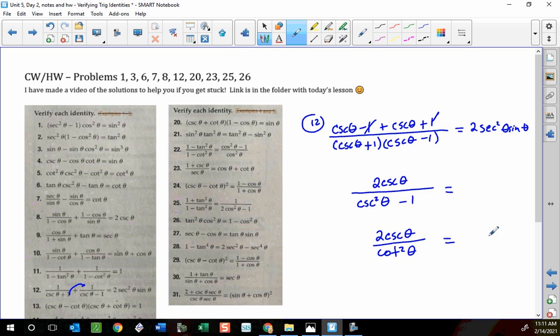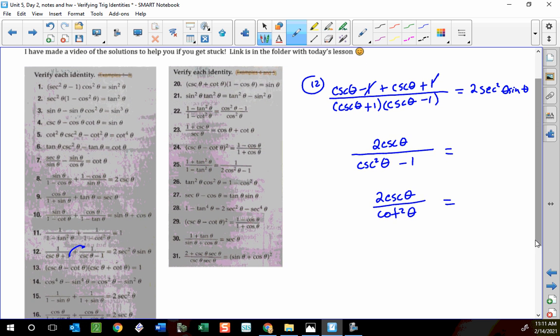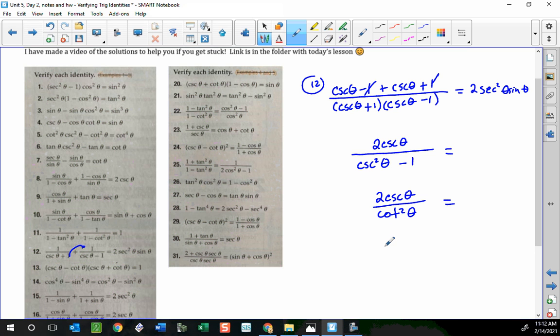All right, so at this point, I got too much going on with my inverse identities and whatnot. Let's change everything to sines and cosines because I would recognize what to do with those better. So cosecant is 1 over sine. So this is going to be 2 over sine theta. That's my top. Bottom is cotangent squared.